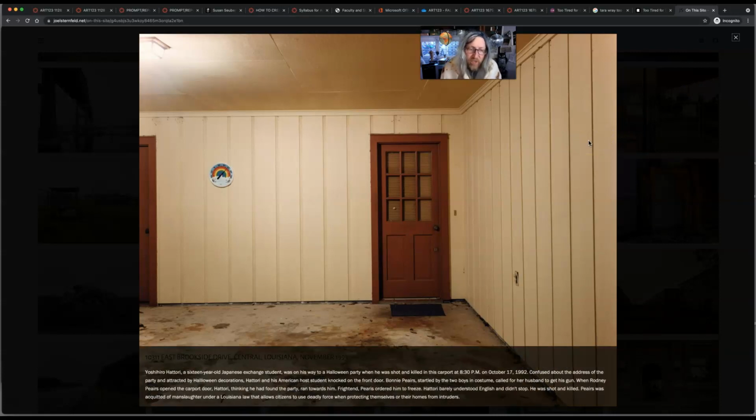Yoshihiro Hattori, a 16-year-old Japanese exchange student, was on his way to a Halloween party when he was shot and killed in this carport at 8:30 p.m. on October 17, 1992. Confused about the address of the party and attracted by Halloween decorations, Hattori and his American host student knocked on the front door. Bonnie Pears, startled by the two boys in costume, called for her husband to get his gun. When Rodney Pears opened the carport door, Hattori, thinking he had found the party, ran towards him.